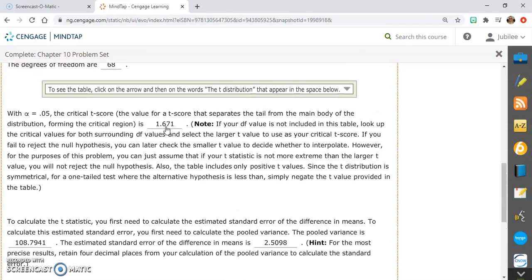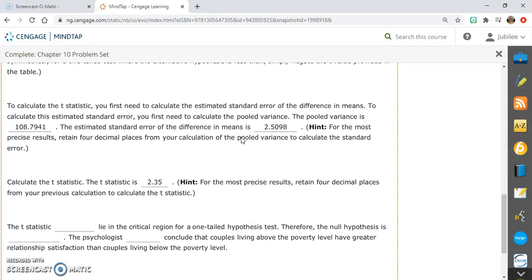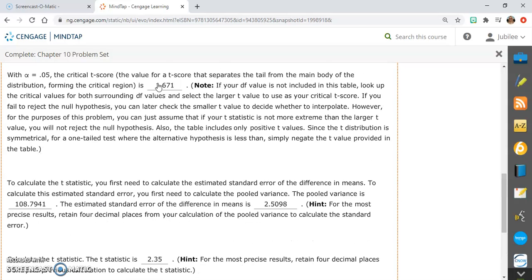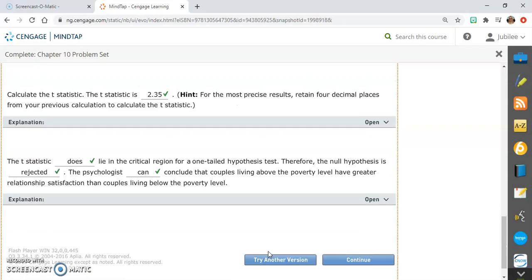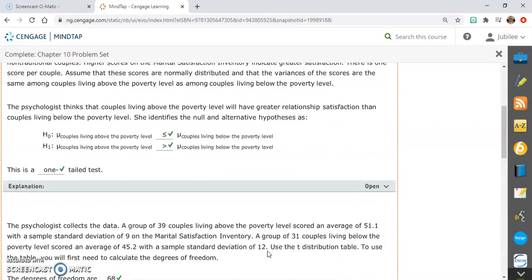Okay. So remember my critical region was 1.671. So if my t value is past that, then it is in the critical region. Well, 2.35 is bigger than my critical t of 1.67, so it's definitely in the critical region. It does lie in the critical region. Therefore, the null hypothesis is rejected. The psychologist can conclude that couples living above the poverty level have greater relationship satisfaction. Let's see if I got it all right. And it looks like I did.